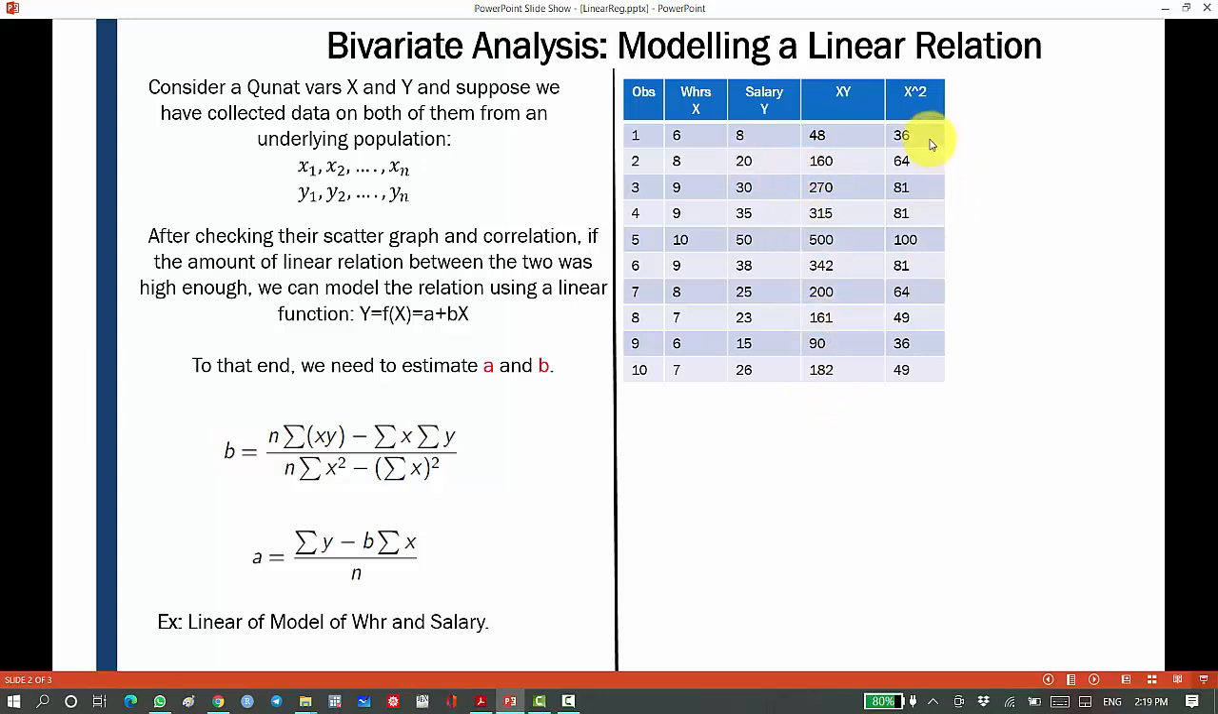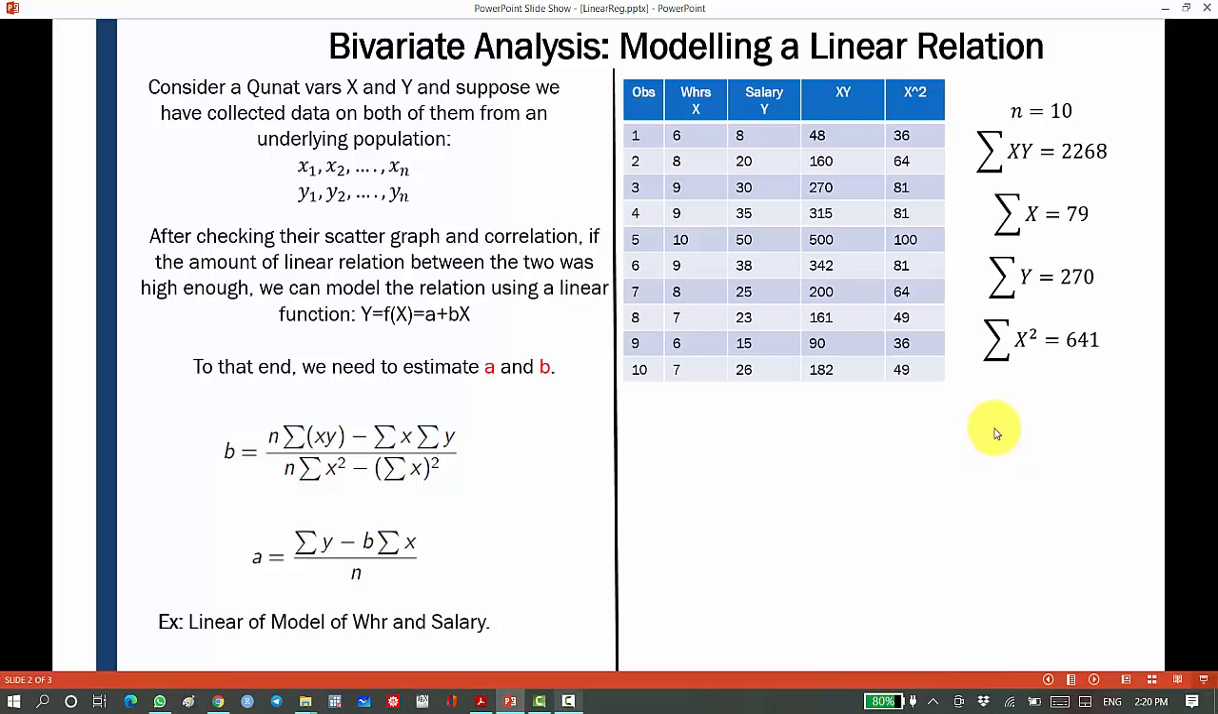And in the last column, we find the square of the first variable, that is 6 squared 36, 8 squared 64, 9 squared 81, and so on and so forth. Furthermore, we know that n is equal to 10. The sum of x times y, which is the sum of this column, is 2268. The sum of x alone is 79. The sum of y alone is 270, and the sum of x squared, which is the sum of all numbers in the last column, is 641.